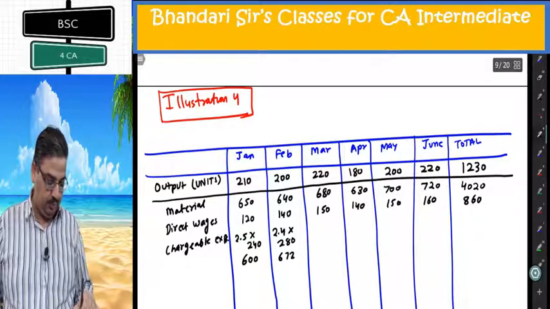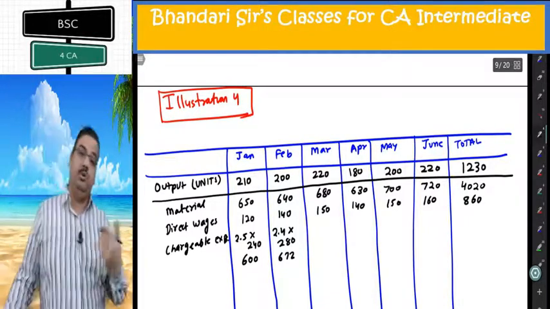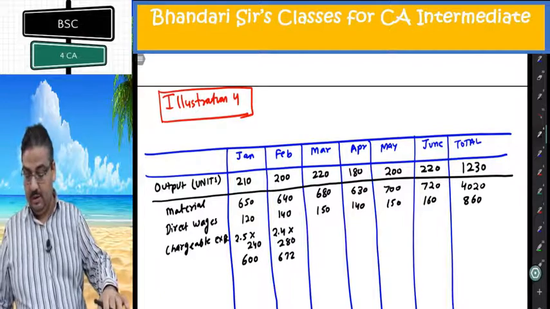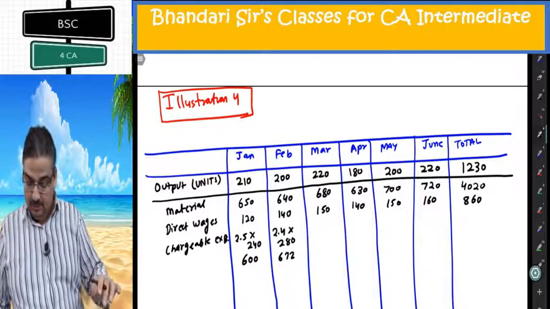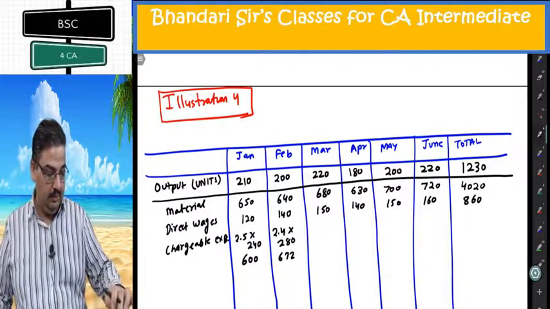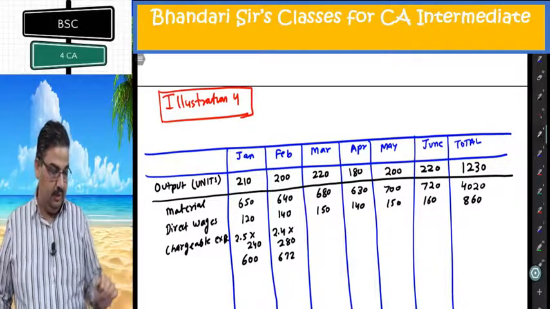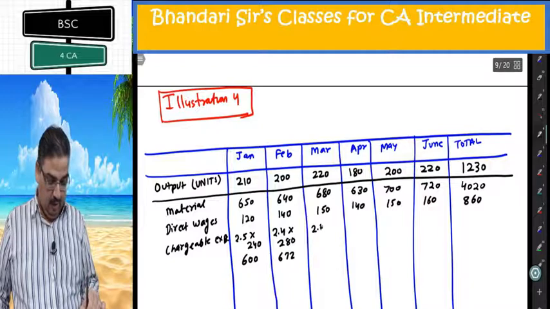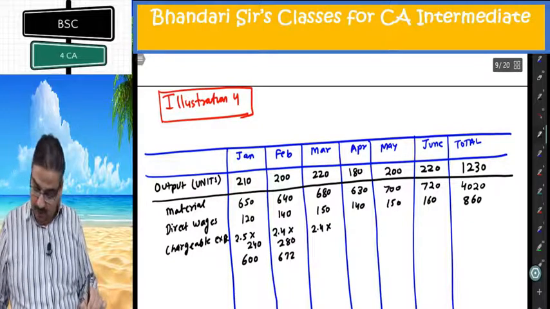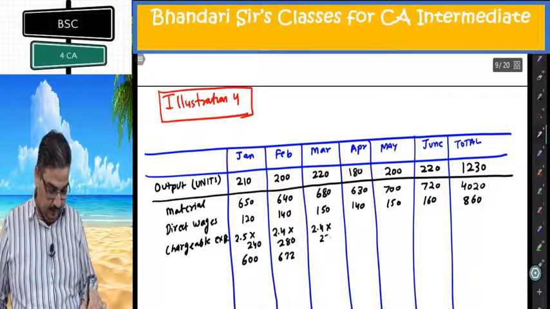672. This working you can show in working note or you can show it here also. That is up to you. Next month, 12,000 divided by 5,000. This is again 2.4 multiplied by 280 again. I get 672 again.